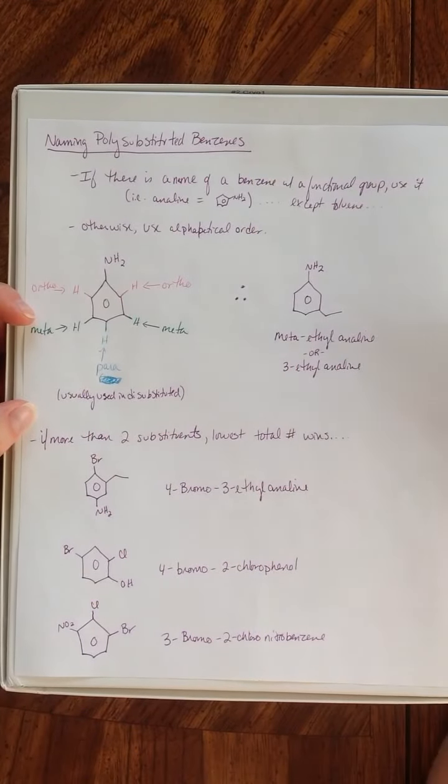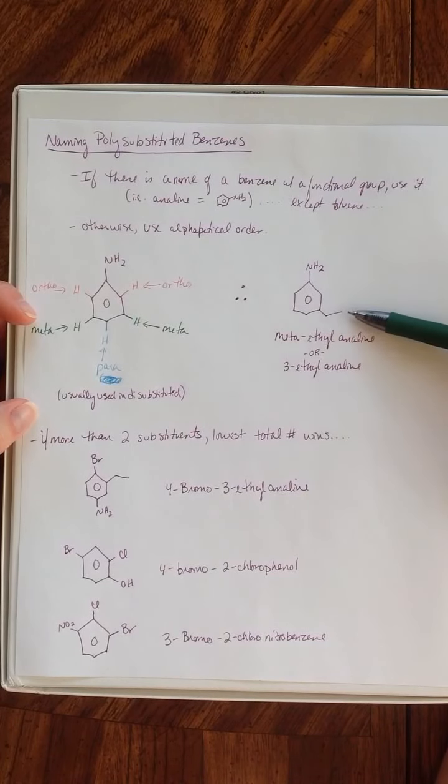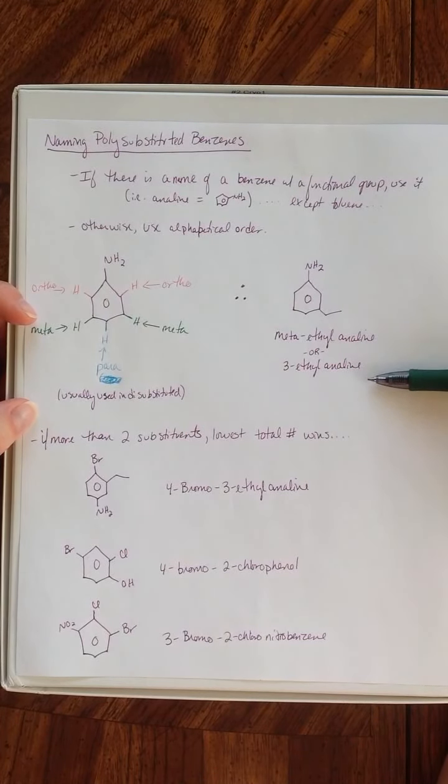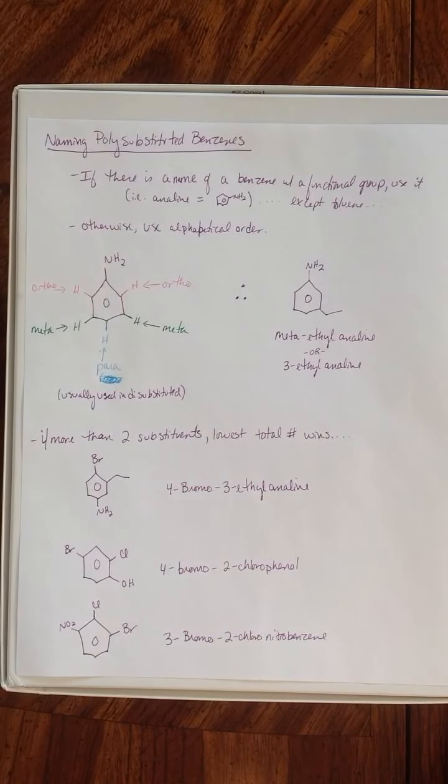And we use these terms typically in disubstituted benzenes because it doesn't make sense past that really. So this would become meta-ethyl-aniline or 3-ethyl-aniline. They're the same thing and we would use those interchangeably. But I want you to know where that meta-ortho-para come from because we're going to use it extensively in the next section here.